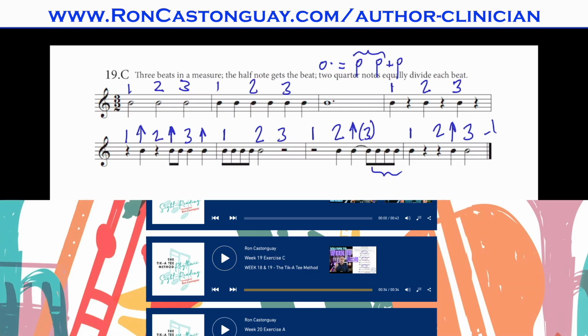And there you have it, my friends, exercise 19C. Now, if you did not choose option 3, which is playing it on your instrument, now is the time to do that before moving on to the next exercise.